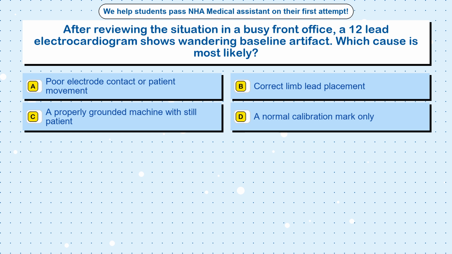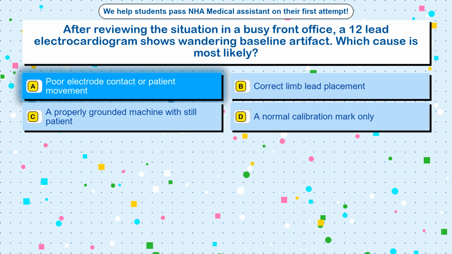Question 46. After reviewing the situation in a busy front office, a 12-lead electrocardiogram shows wandering baseline artifact. Which cause is most likely? Option A, poor electrode contact or patient movement. Option B, correct limb lead placement. Option C, a properly grounded machine with still patient. Option D, a normal calibration mark only.